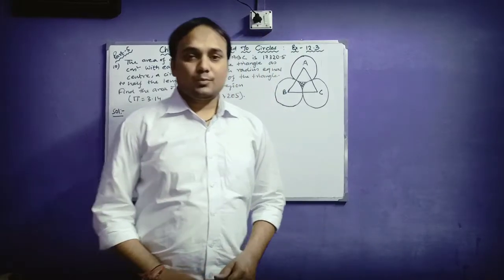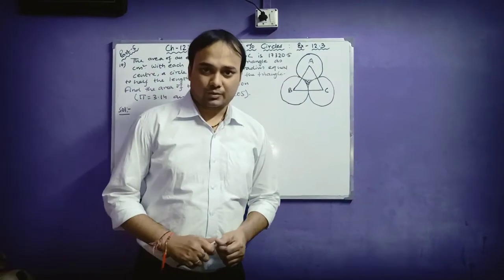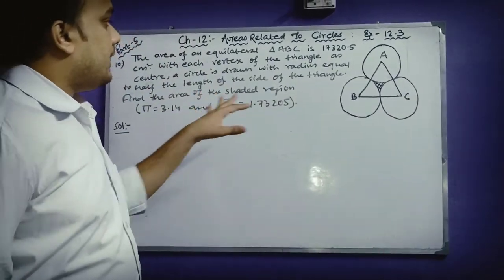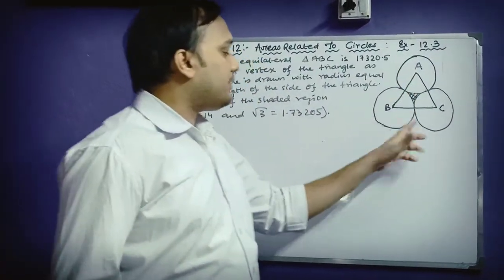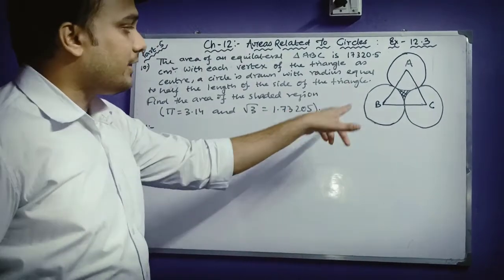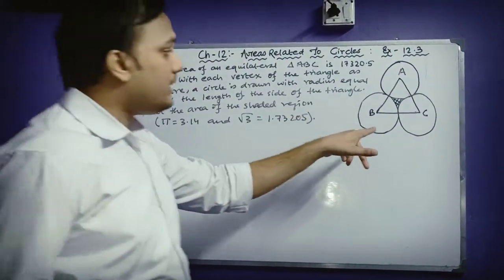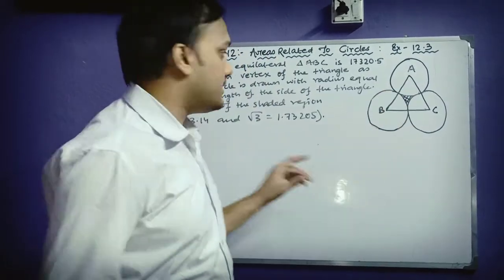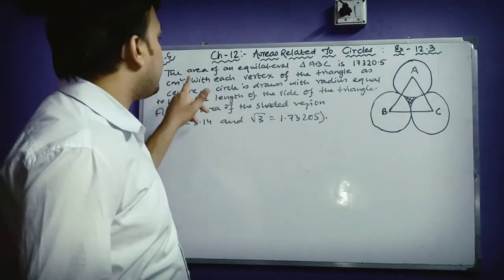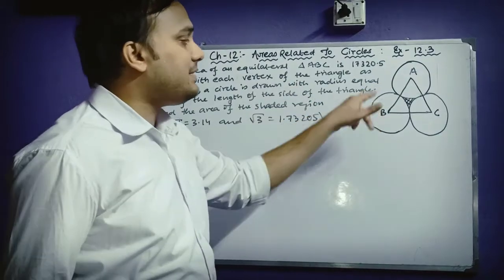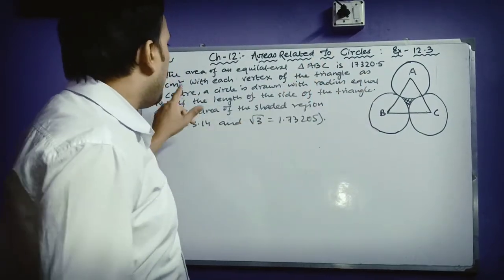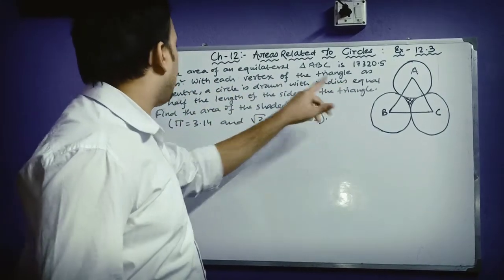Okay students, let us move on to our last explanation video for today, and here we will be solving question number 10. As you can see in the diagram, there are a total of 3 circles drawn here, and there is a triangle whose vertices are actually at the centers of the circles. Here in the question it is given that ABC is an equilateral triangle whose area is given, with each vertex of the triangle as the center.